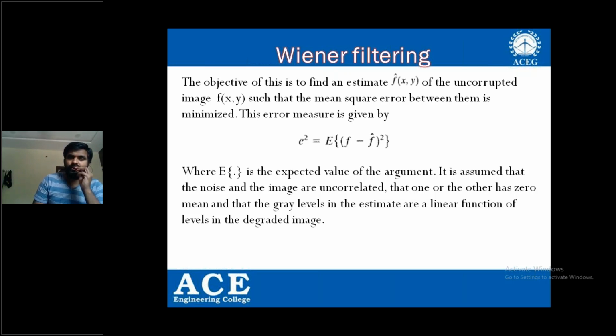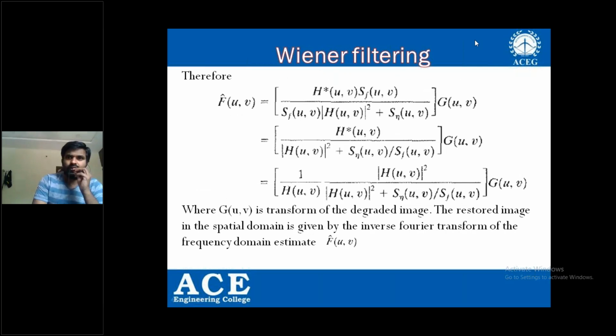And the other one is that the gray levels in the estimate are a linear function of levels in the degraded image. And soon you're going to see it. What do you mean by that? And therefore here, yes sir, but the error happens due to the noise. Then what's the use of the inverse filter?